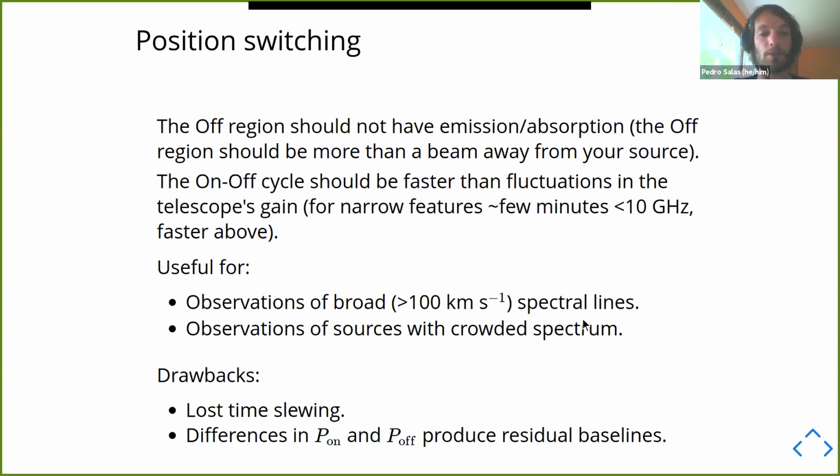And like I mentioned before, some of the drawbacks of using this method is that you lose some time going back and forth. And as with any method we use for calibrating our data, it's only going to be as good as the assumptions. So if the on and the off positions, for example, have very different continuum levels, that might affect the shape of your baseline, where you have no spectral line emission, and you might end up with some residuals there that you will need to correct for after.